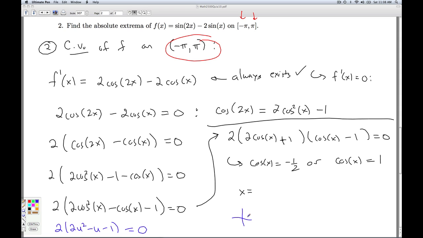Between negative pi and pi, if I think unit circle, where's cosine going to be negative? It will be negative in quadrant 3 and in quadrant 2. So in quadrant 3, that'd be negative 2 pi over 3, and then positive 2 pi over 3, because we're in the range negative pi to pi. Where's cosine equal to 1? Between negative pi and pi, 0. So these are the critical values: negative 2 pi over 3, 2 pi over 3, and 0.